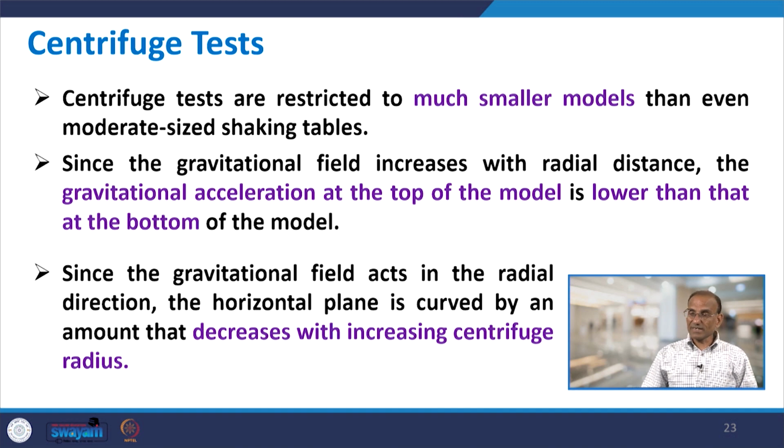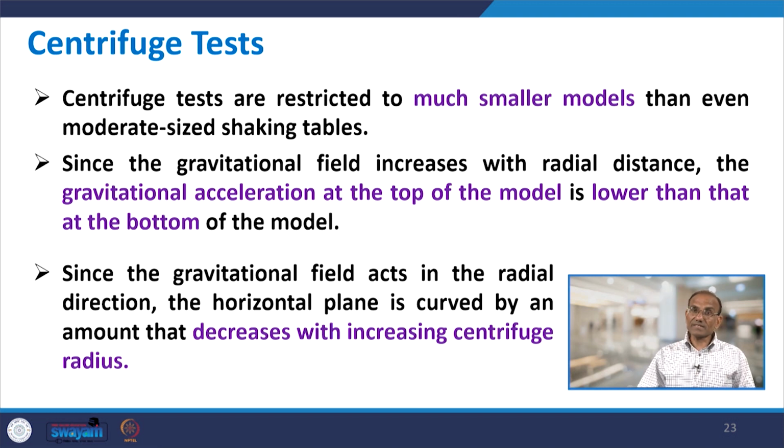These centrifuge tests are restricted to much smaller models than even moderate size shaking tables, because a small model is enough rather than a big shaking table being used for the testing here. Since the gravitational field increases with radial distance r, if you increase the value of r it will increase. The gravitational action at the top of the model is lower than at the bottom of the model. So, because the distance at the top and bottom is different, there may be a small discrepancy in the gravitational field there.